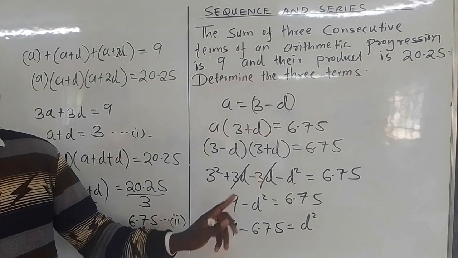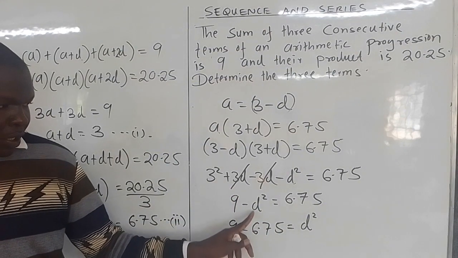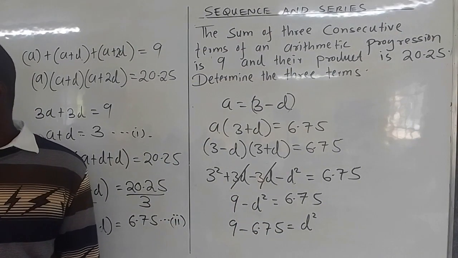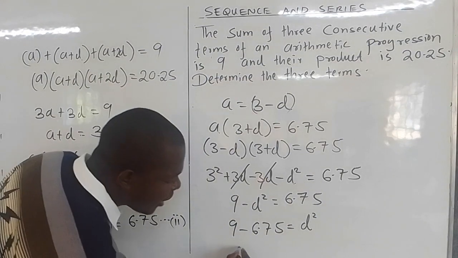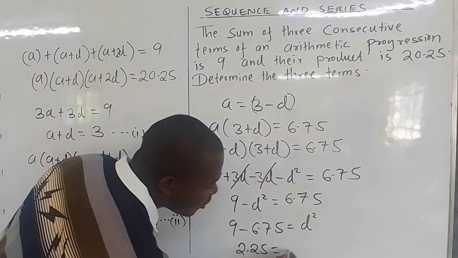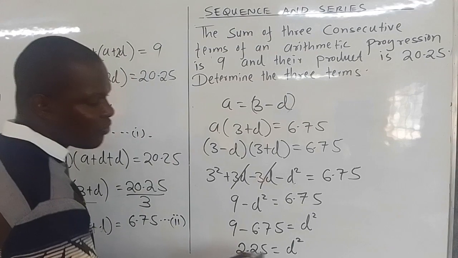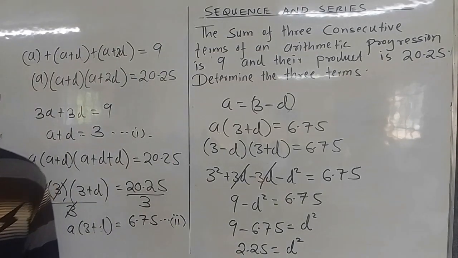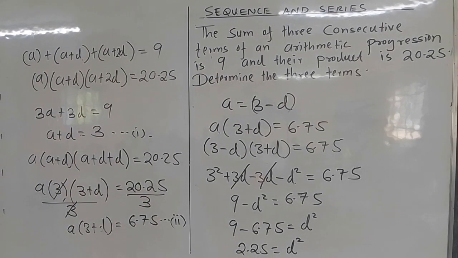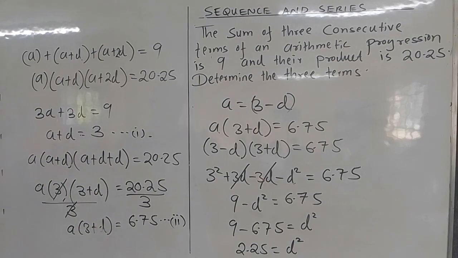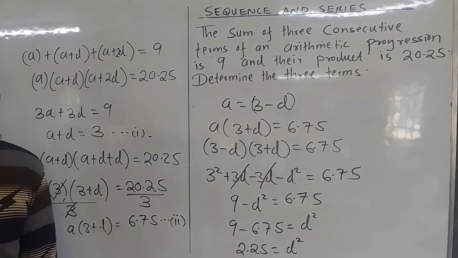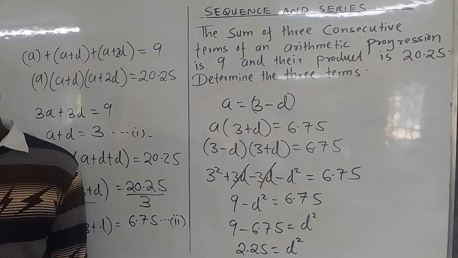So 9 minus 6.75 is 2.25, which is equal to D squared. So for you to get D, you take the square root on both sides, isn't it? Yes. So look for the square root to get D. It is plus or minus 1.5, isn't it?